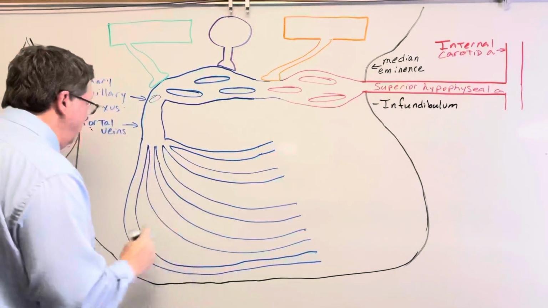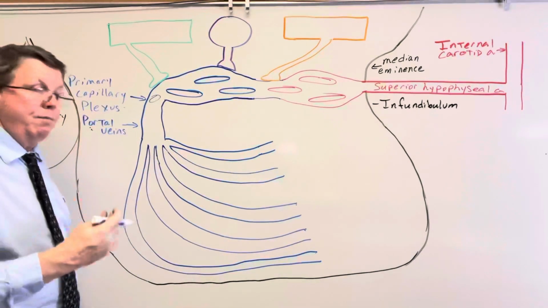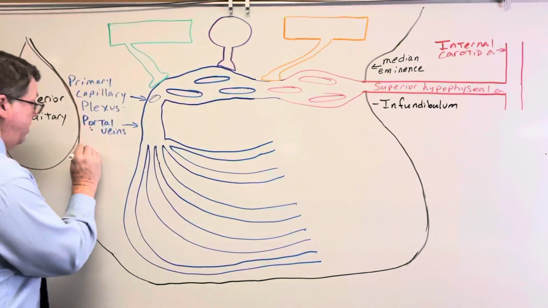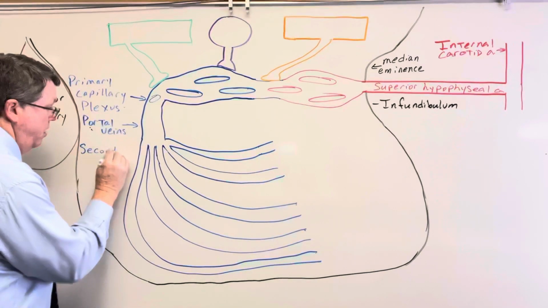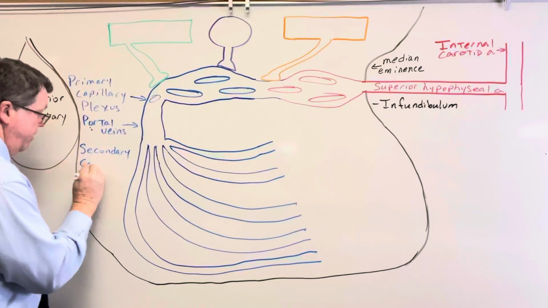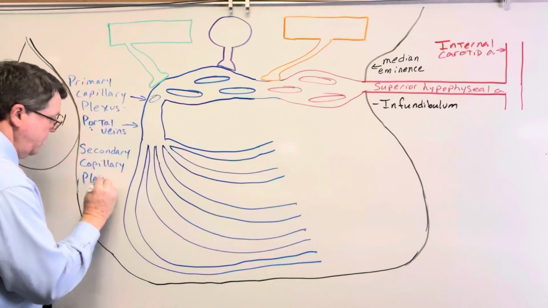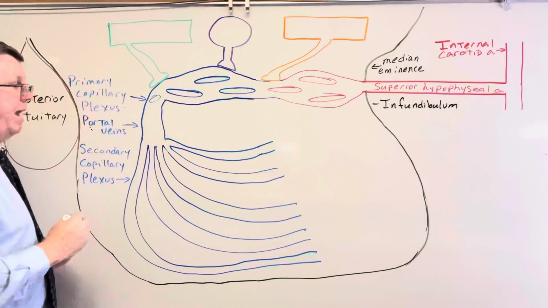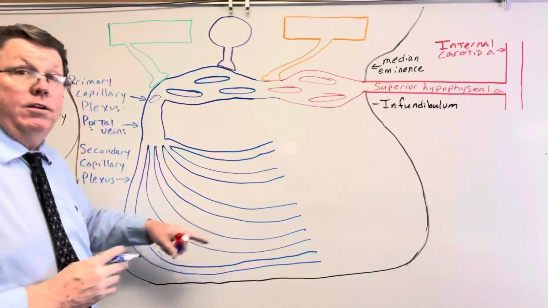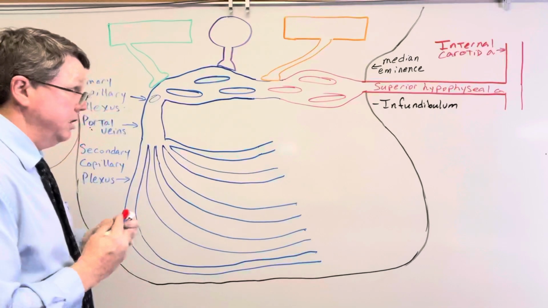And then down here, we're going to have what we call the secondary capillary plexus. So this is going to be our secondary capillary plexus. Now, what's unusual about this, and imagine these are all capillaries. I just have them drawn like this because I'm going to be using these in just a minute.